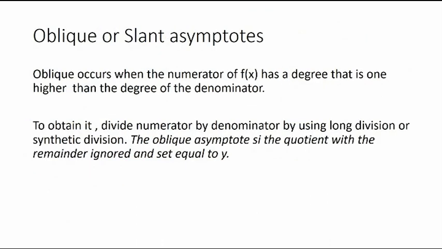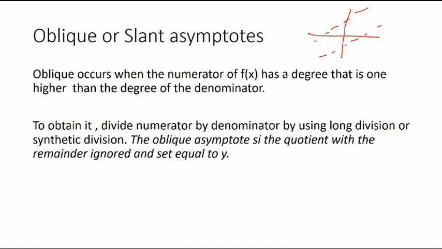To continue, we also have the oblique or slant asymptote. So if this is the Cartesian plane, nagkakaroon din tayo ng pagkakataon na ang asymptote natin is pag ganito, pa-slant. Kaya siya tinawag na slant or oblique asymptote. So oblique occurs when the numerator of the f of x has the degree that is 1 higher than the degree of the denominator. So to obtain it, divide the numerator by the denominator using long division or synthetic division. So the oblique asymptote is the quotient with the remainder ignored and set equal to y.